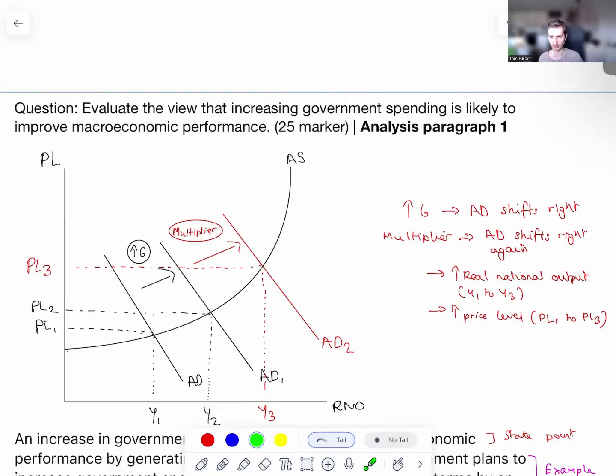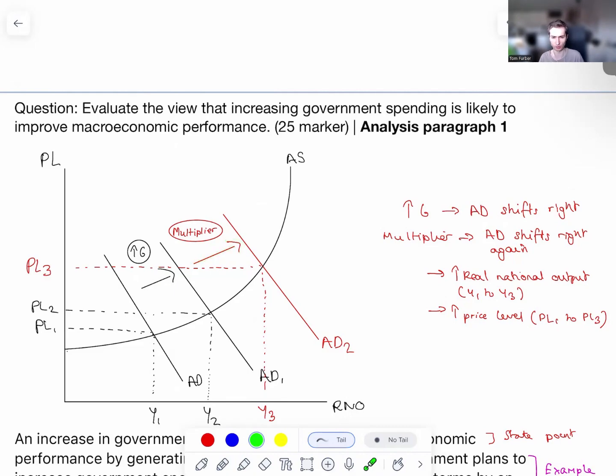Let's now do the first analysis paragraph. And to do this, we'll start off by showing the diagram. An increase in government spending is going to increase aggregate demand because government spending is a component of AD. So AD is going to shift right. In this diagram, the higher government spending shifts AD right from AD to AD1. But there's also a multiplier effect, which is going to shift AD again to the right from AD1 to AD2.